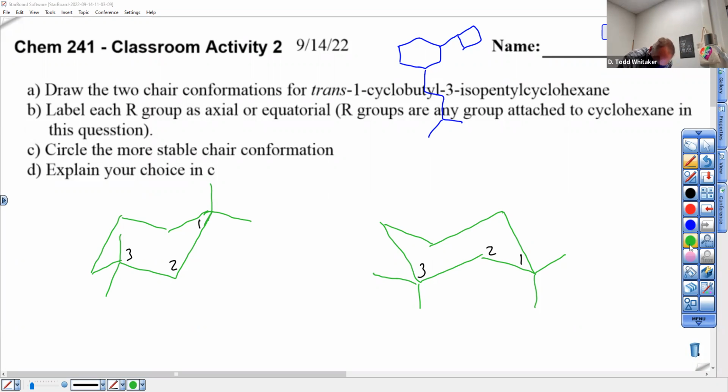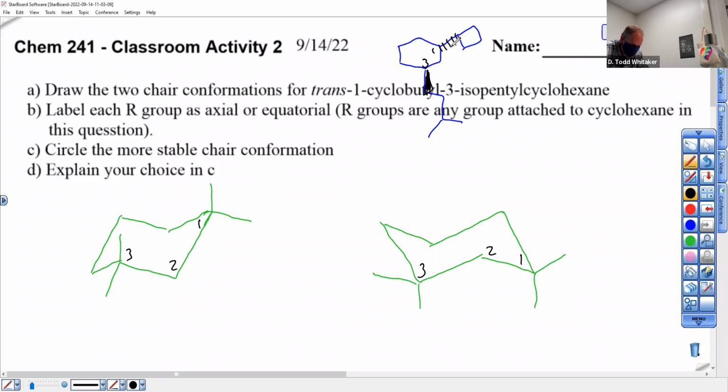Down is a dash. Trans means one's down, one's up. This was 1. This was 3. Tell me which bond gets the cyclobutyl in my first chair. The one that's down. You chose to say it's down when you did this. Dash means down. That's easy to remember. Dash, down, like DoorDash. Down, dash. Up means wedge. I got nothing for that.